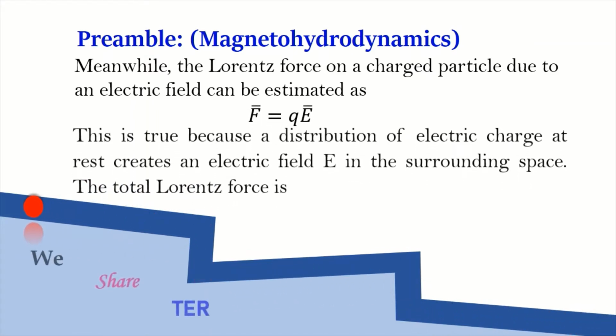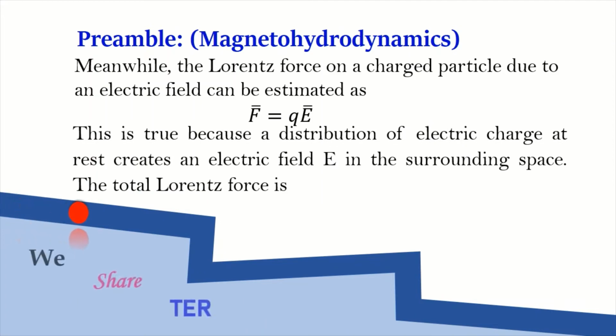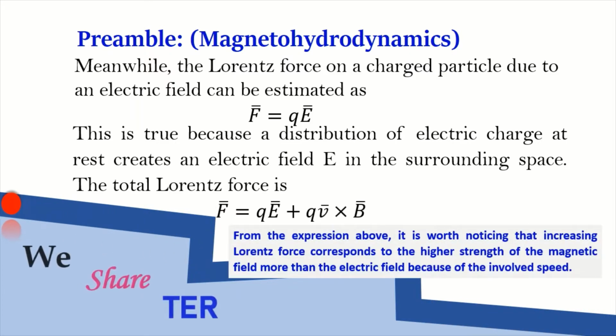This is true because a distribution of electric charge at rest creates an electric field E in the surrounding space. The total Lorentz force is. From the expression above, it is worth noticing that increasing Lorentz force corresponds to the higher strength of the magnetic field more than the electric field because of the involved speed.